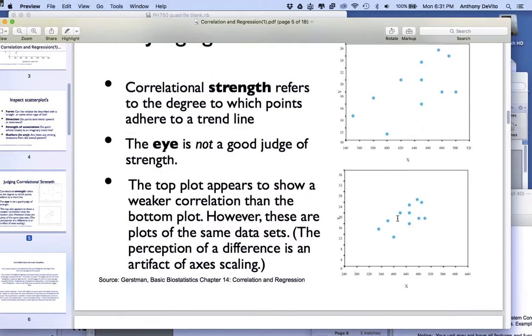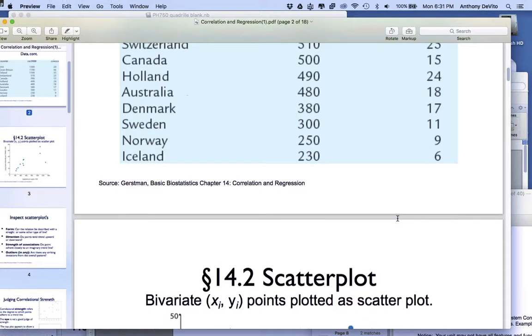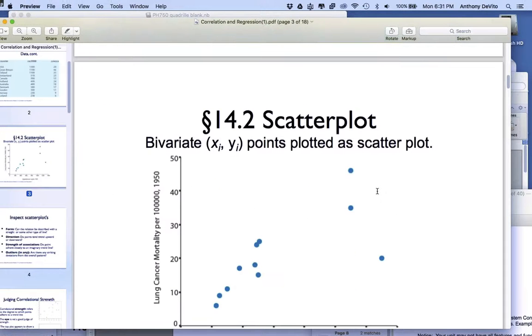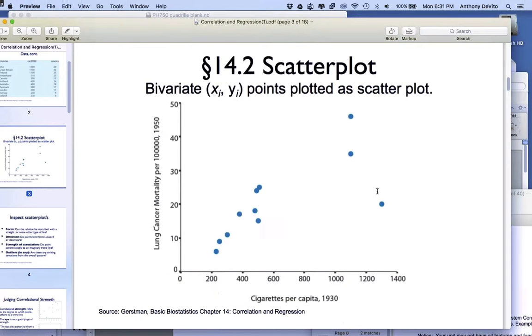Now, one of the things I mentioned is, look, it looks like there's an association between smoking and lung cancer. When we're talking about correlation, we don't care about causation. We don't care whether cigarettes cause cancer or lung cancer makes you smoke cigarettes. We don't care which causes which, because we're just looking at the numbers and the association.